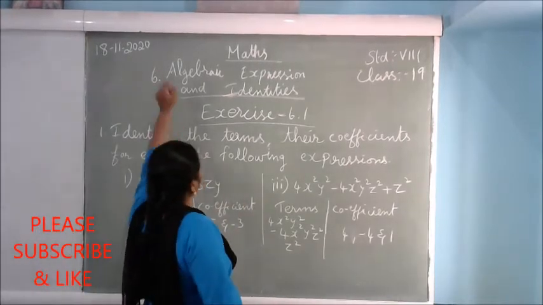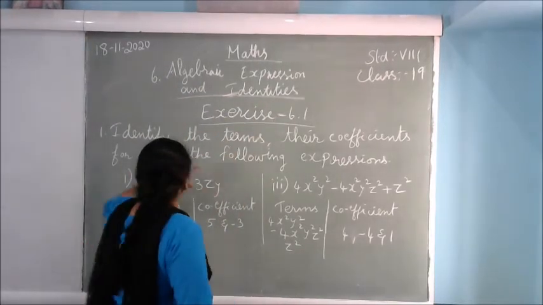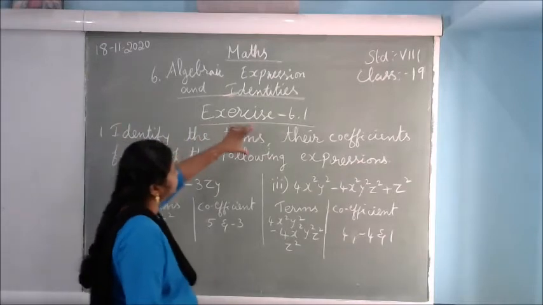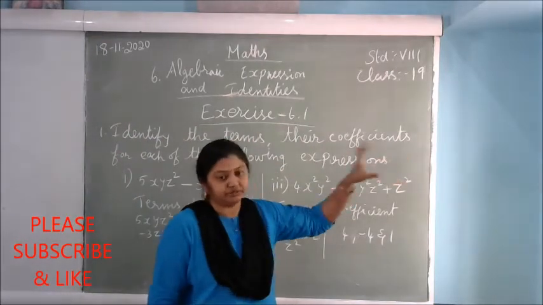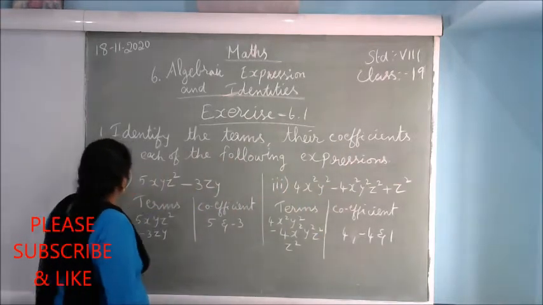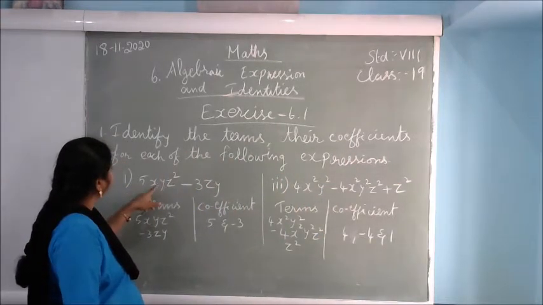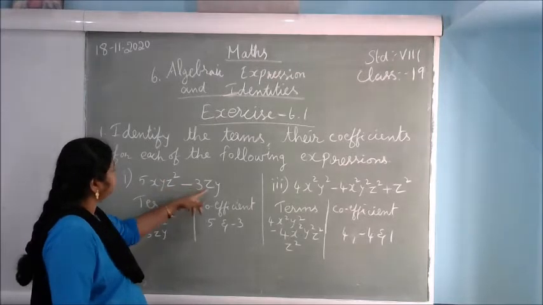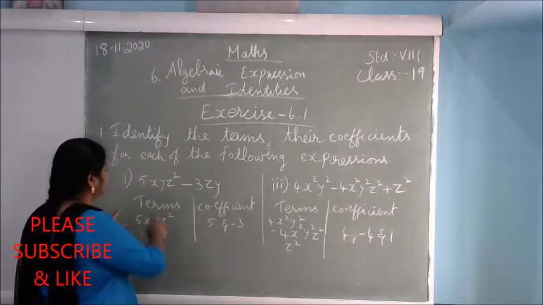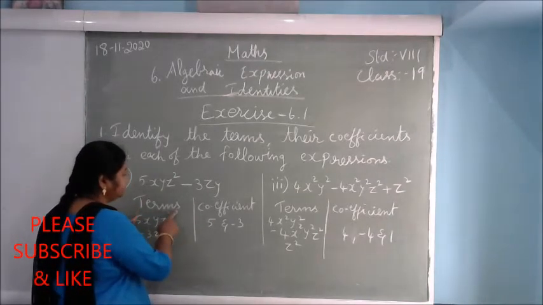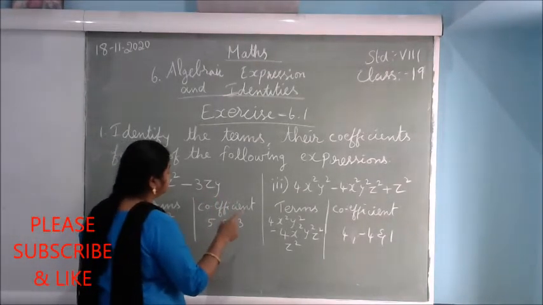In the exercise, we will see exercise 6.1. The first question is to identify the terms and the coefficient for each of the following expressions. Okay, so the first question is 5xyz square minus 3zy. You have to write the coefficient and terms. Here I put two columns: in one you write the terms, in the other you write the coefficient.